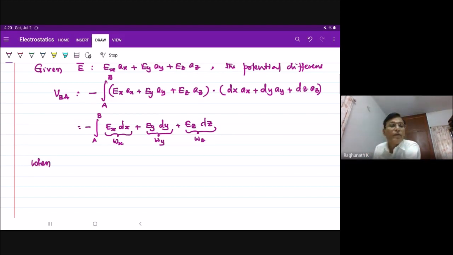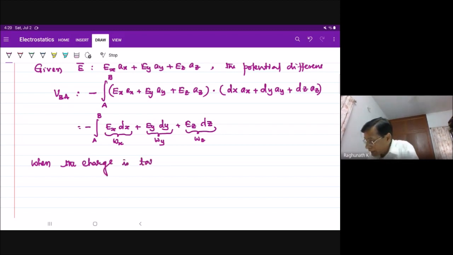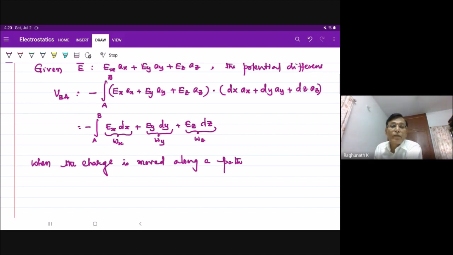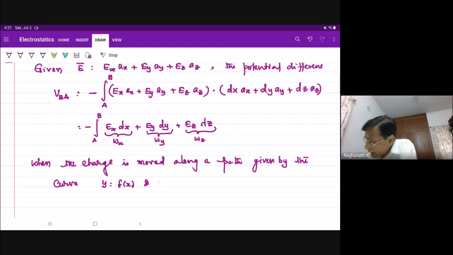When the charge is taken, moved actually, along a path given by the curve, which is, in general, y is equal to f of x and z is equal to g of x. This is what is the curve.